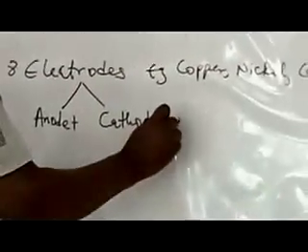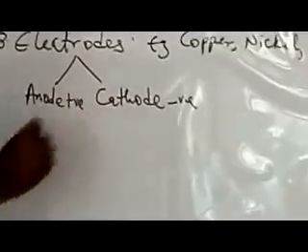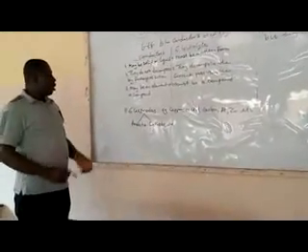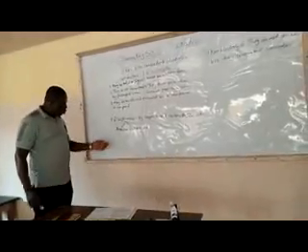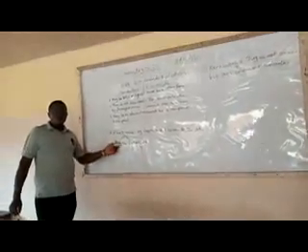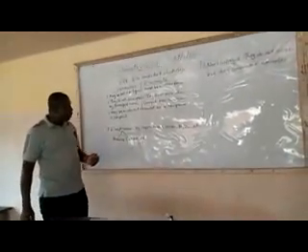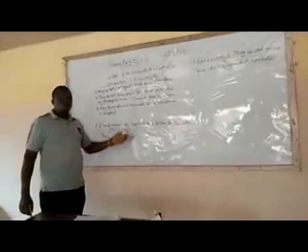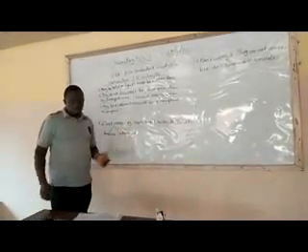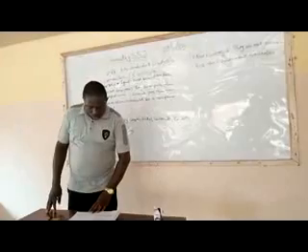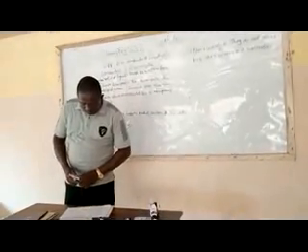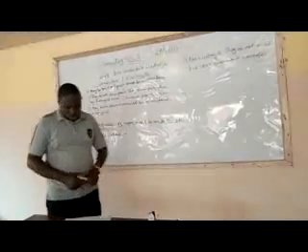If it is negative, this one is positive. So a positively charged electrode is called the anode, while the negatively charged electrode is called the cathode. Now we are continuing. Let us also look at what ions are.